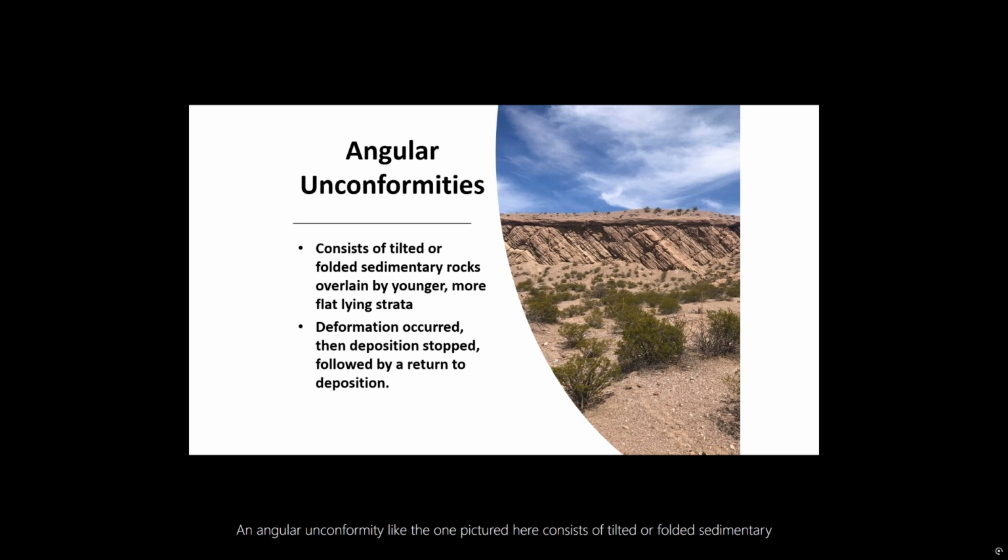Angular unconformities like the one pictured here consist of tilted or folded sedimentary rocks overlain by younger, more flat-lying strata. Deformation occurred, then deposition stopped, followed by a return to deposition.